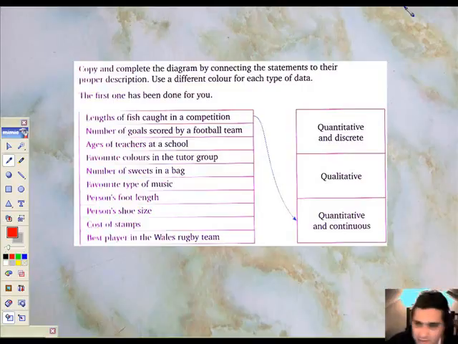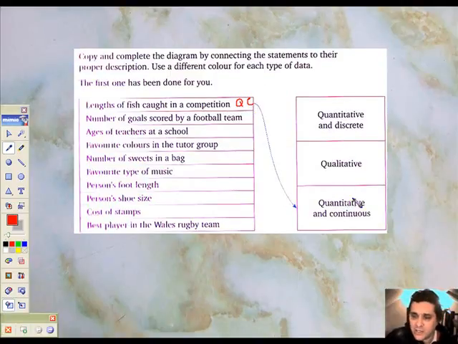It's getting semi-serious now. Now look at the first one, if you can read it, that is. We have length of fish caught in a competition. Now, it is quantitative data because it involves numbers, but a fish has no fixed whole number length of centimetres or metres if it's a giant thing, so it's a continuous measure. So length is a continuous measure. We're involving numbers, so that's quantitative and continuous. So if I put here Q and C, that'll be my code for quantitative and continuous.